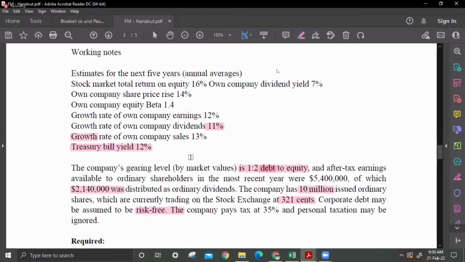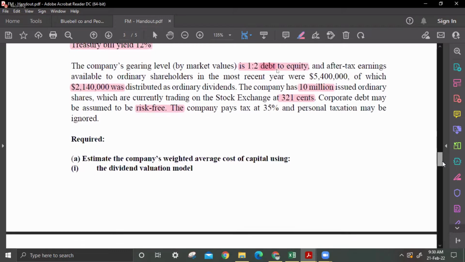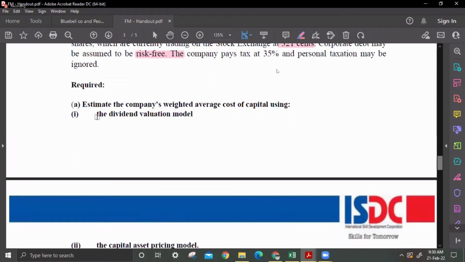So see, the calculation was actually very simple. They were just asking you to calculate the dividend valuation model. But see how much they can twist in just calculating the DVM. So please take care of the units, take care of the totals, because those things matter. So the first part of the problem we did.